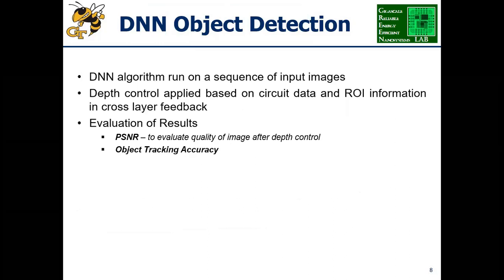For evaluation of the final results, we use a few metrics. PSNR is used to assess the quality of generated images after depth control. Along with this, we use tracking accuracy to evaluate the performance of object detection tasks. We will now move on to the key results of the case study.